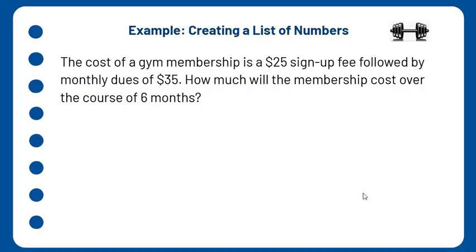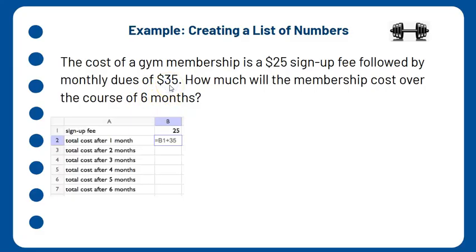Let's look at a real-world problem together. The cost of a gym membership is a $25 sign-up fee followed by monthly dues of $35. How much will the membership cost over the course of 6 months? Here's how we would set up a spreadsheet to find the cost at 6 months. There is a $25 starting cost, and then each month we would add the monthly due of $35. So to fill in this next cell, I would click on B1 and then type plus 35.